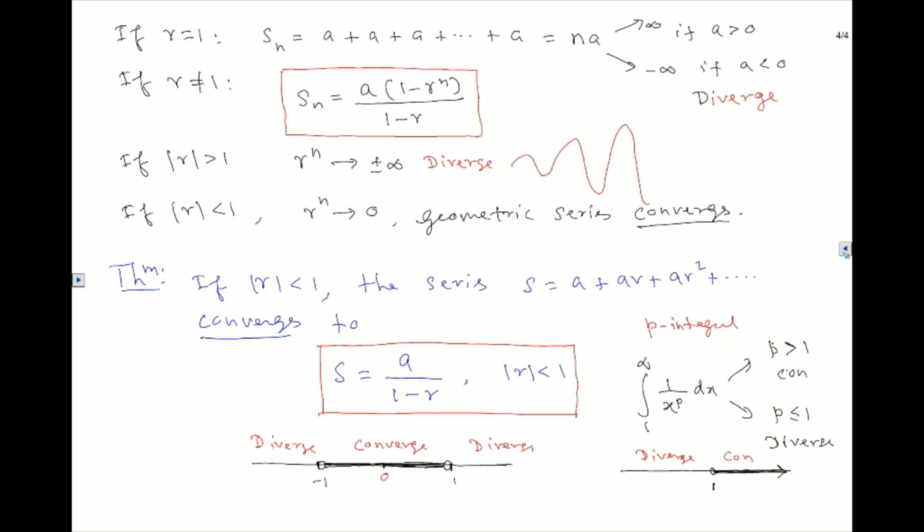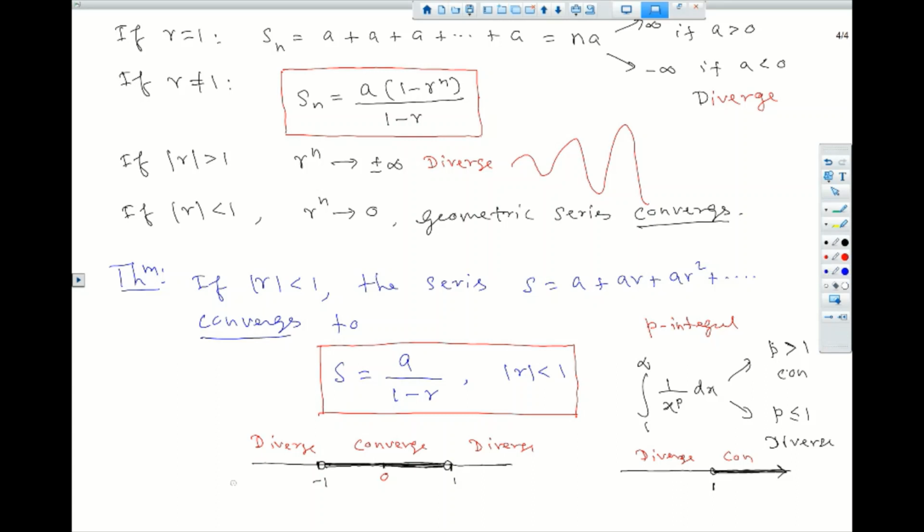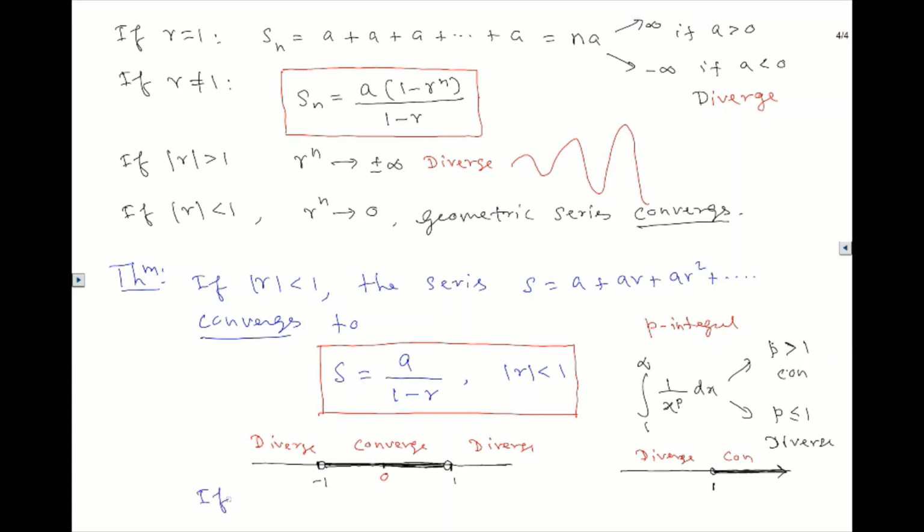So now we have a part we did not finish yet. Let's try this one: if the absolute value of r is greater than or equal to 1, the series diverges. This is something that you need to remember. If r is greater than or equal to 1, the series diverges. So let's look at several examples just to see how things are going on.